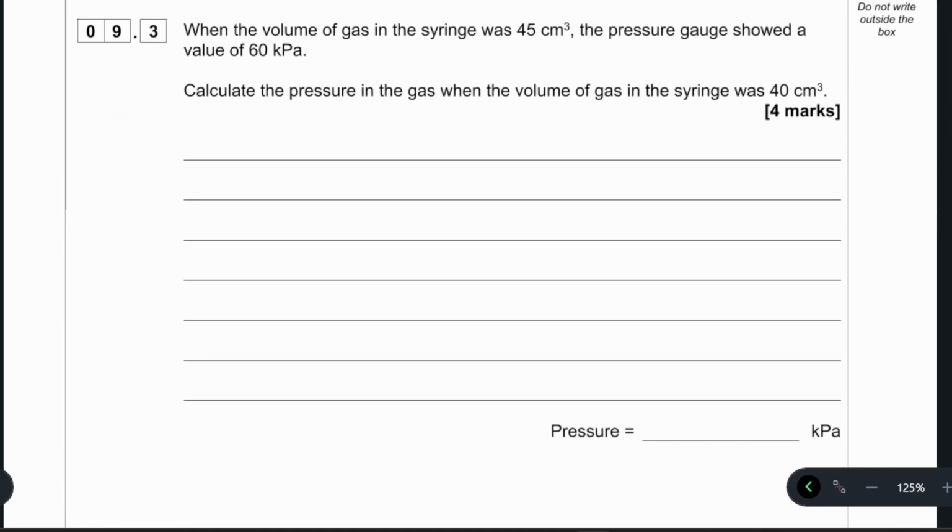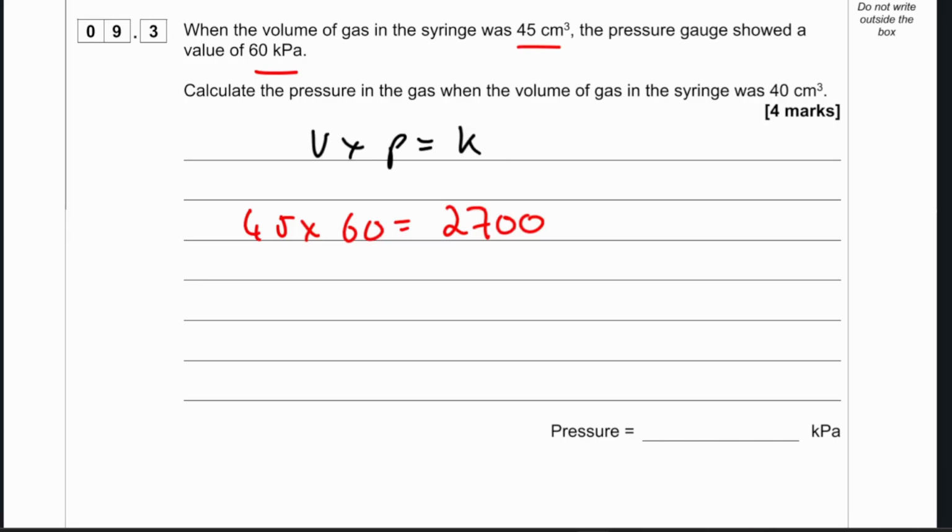9.3, when the volume of gas in the cylinder was 45 centimeters cubed, the pressure gauge showed a value of 60 kilopascals. Calculate the pressure in the gas when the volume of the gas was 40 centimeters cubed. Well, we should know the relationship between volume and pressure: the volume multiplied by the pressure is going to give a constant. So we're given two values for volume and pressure. So 45 multiplied by 60 should give us our constant, 2700. Now the idea is that any pair of values for volume and pressure, no matter what they are, should still give this constant 2700.